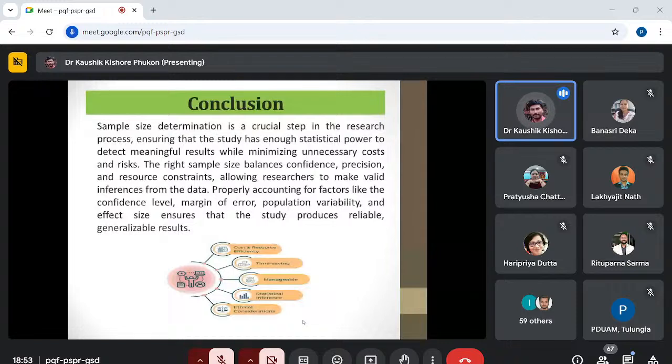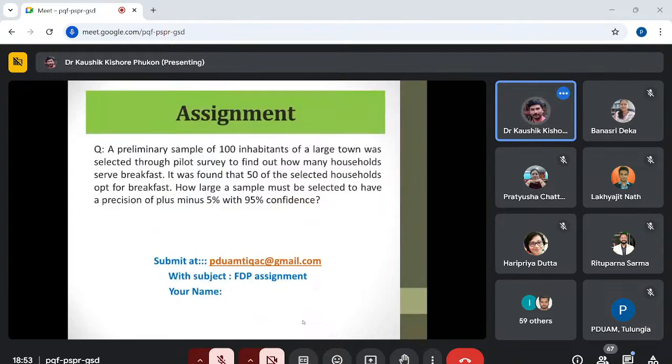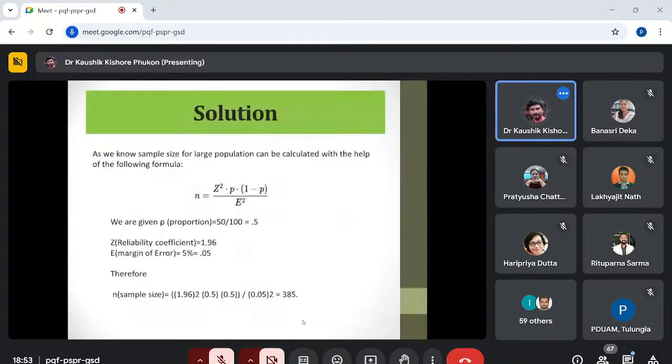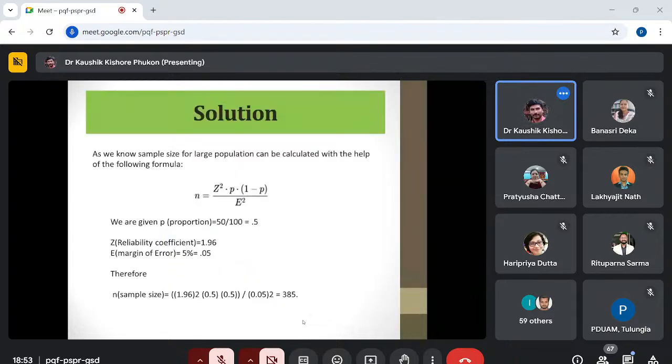What is remaining? The solution of the problem. This is the same problem, but I have written it in a different way. So the solution also I am giving. As we know, sample size for a large population can be calculated with the help of the formula. So what is given? P is not directly given here. So how are we determining P? With the help of a pilot survey.